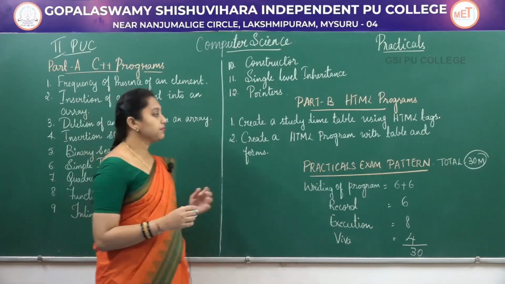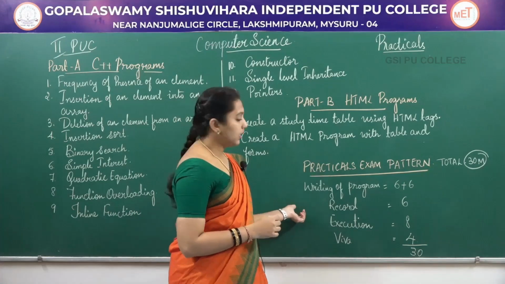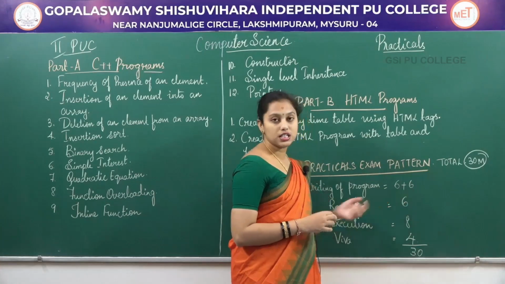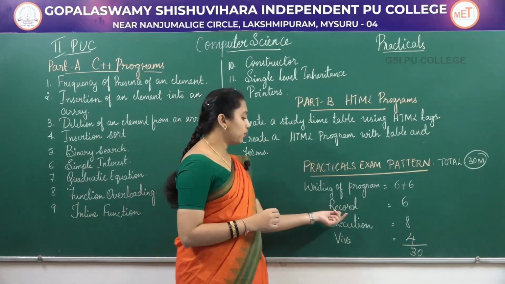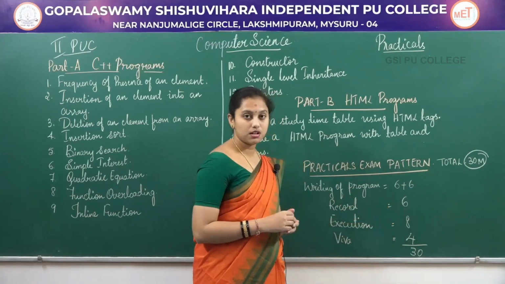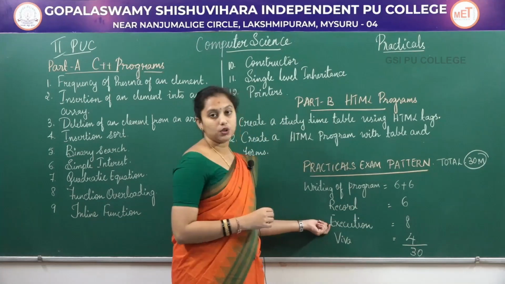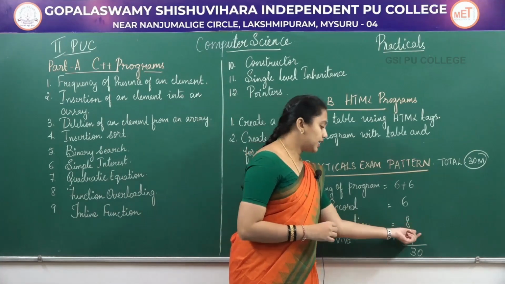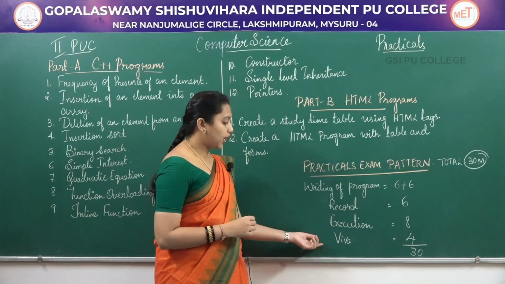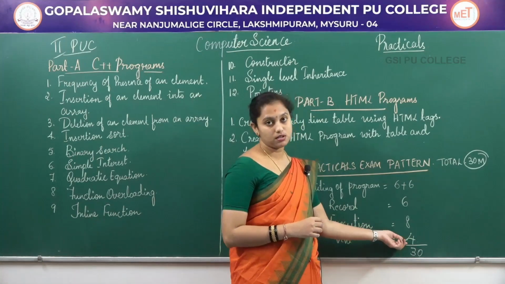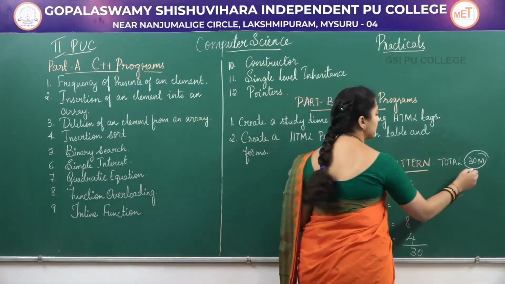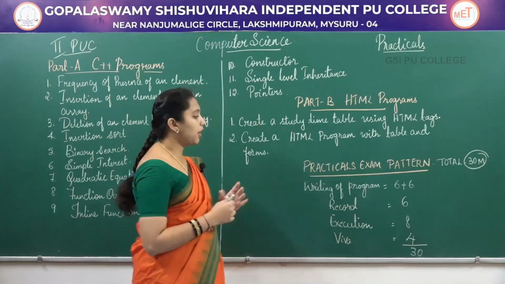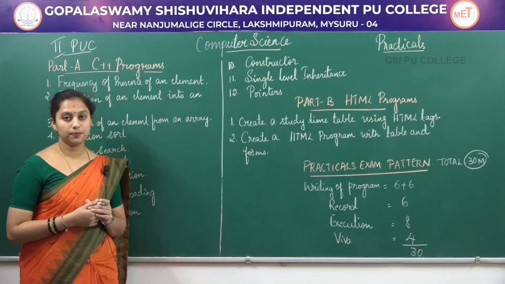When it comes to the marks distribution, writing of both the programs carries 6 marks each, and the record carries 6 marks. For proper output, that is the execution of the correct output, it carries 8 marks, and viva is 4 marks. So the total marks for your practical examination is 30 marks. So this is about the practical examination.